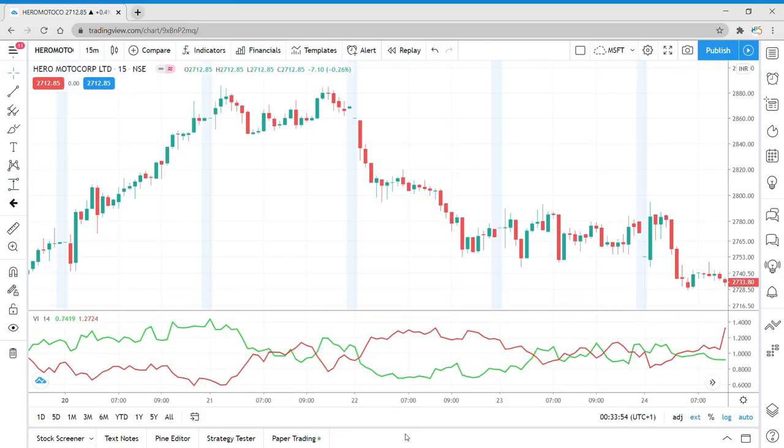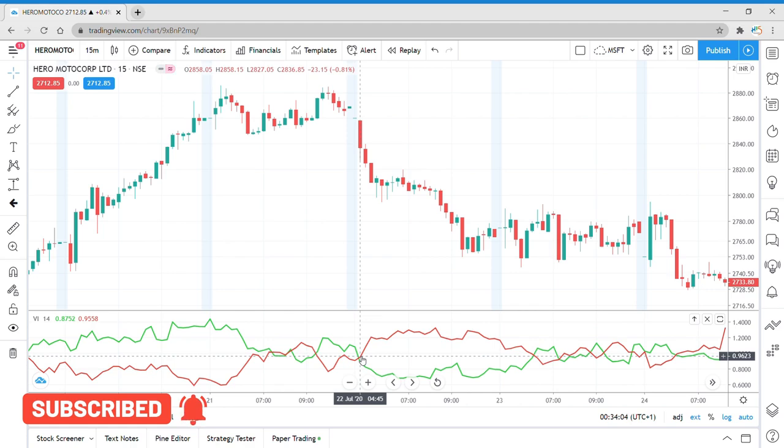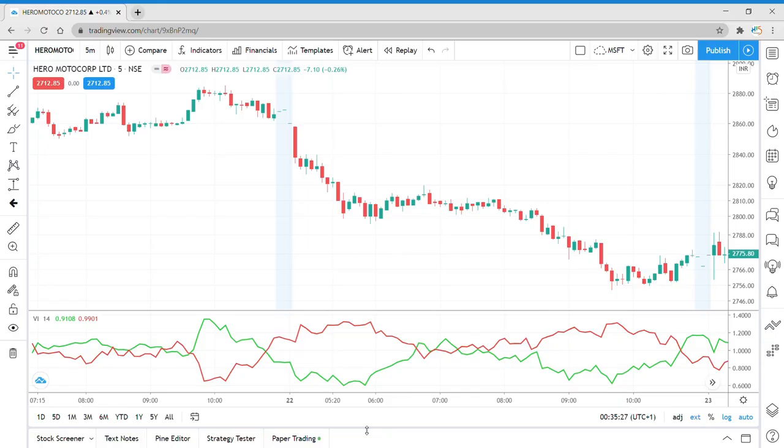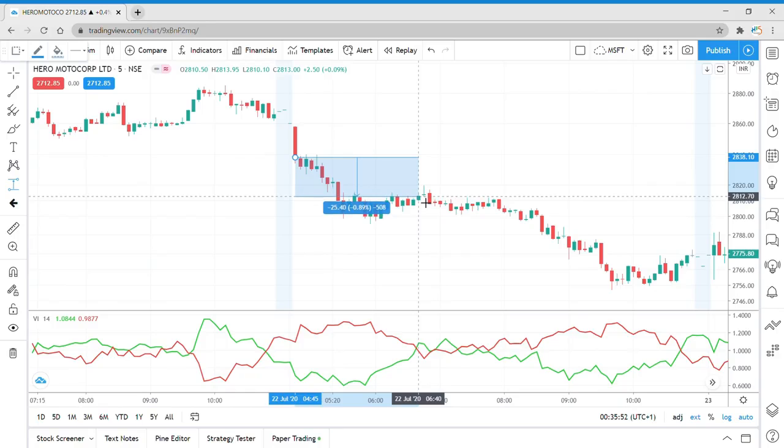This is Hero MotoCorp's 15-minute chart. Take a look here. There's a negative crossover at 22nd July, 4:45. So let's go into a shorter time frame and see if there was a negative crossover there. This is Hero MotoCorp's 5-minute chart, and if you take a look here, this is 22nd July, 4:45. The red line is above the green line. So if we were to take a short position over here, we would buy back over here. How much profit are we going to get on that trade? Let's see. On that trade, we're going to get almost 0.9%.